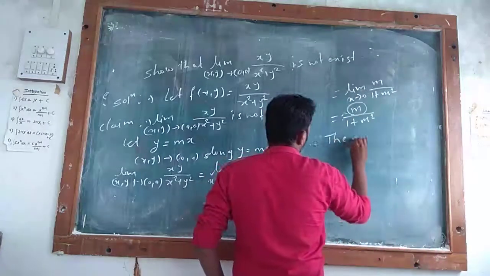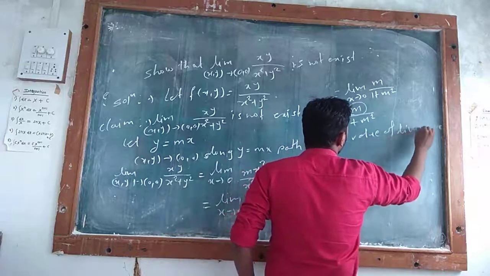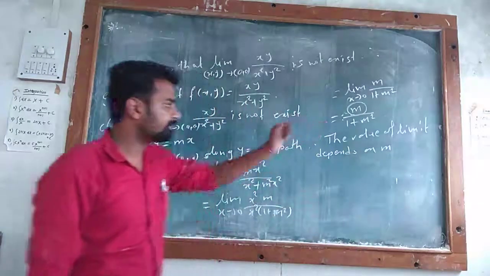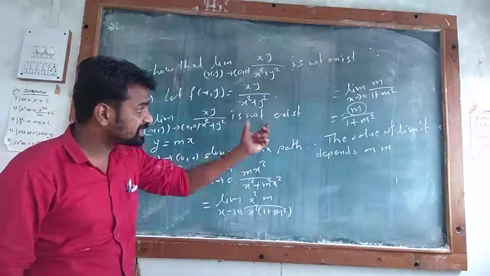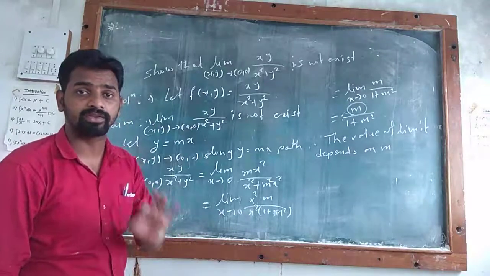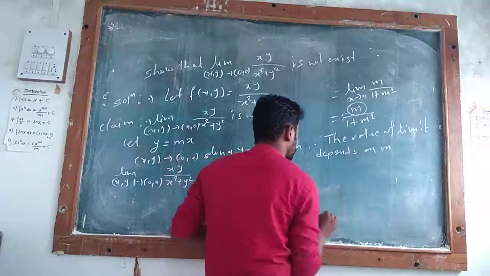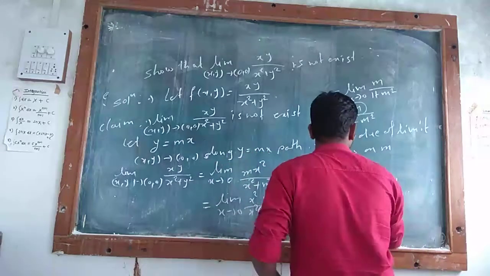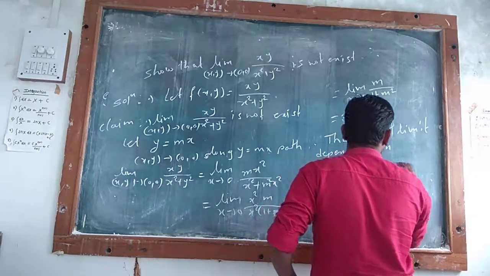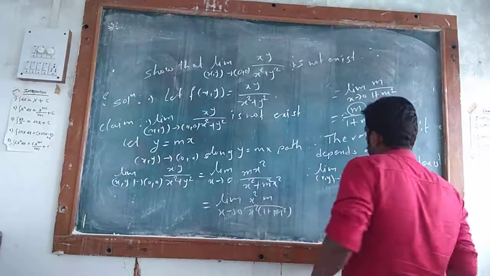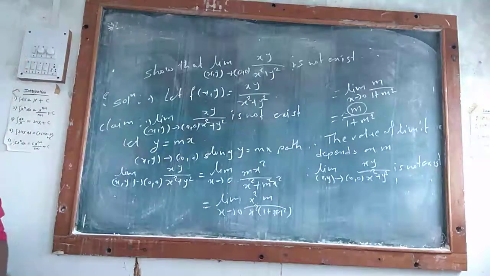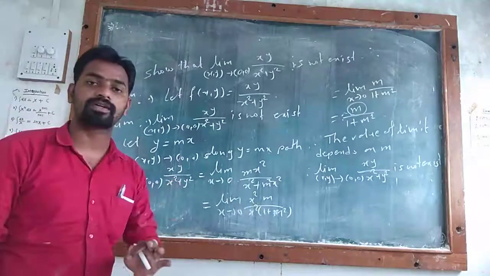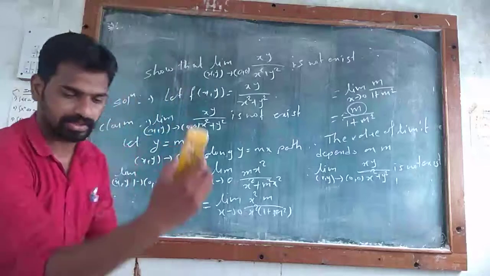Therefore, the value of the limit depends on m. That is, if m changes, then the limit value also changes, therefore it has no unique limit value. Therefore the limit as (x, y) goes to (0, 0) of f(x, y), that is xy upon x square plus y square, is not existing, because the limit value depends upon m. If m changes, then the limit value is also changed. That is, the limit of this function depends on the path. Okay, now next example.